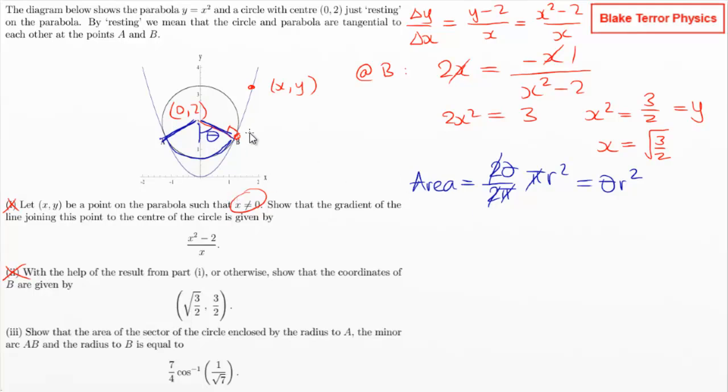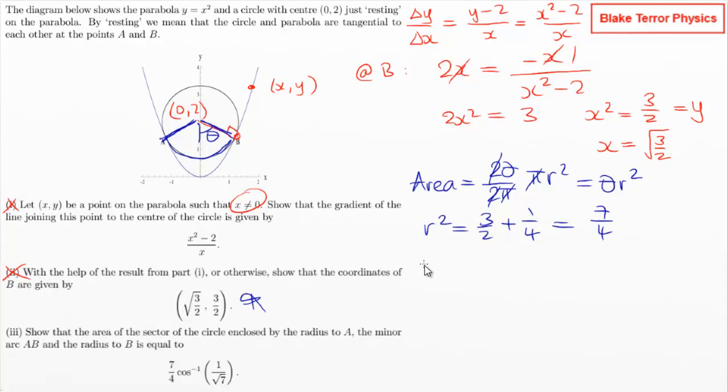We know that B is at these coordinates, so that's going to help, isn't it? So r squared is going to be x squared, so that's 3 over 2, plus the change in y squared, which is (2 minus 3 over 2) squared. So that's a quarter, which is then 7 over 4. So that's our r squared. Now that's good. So we just need theta and we're done.